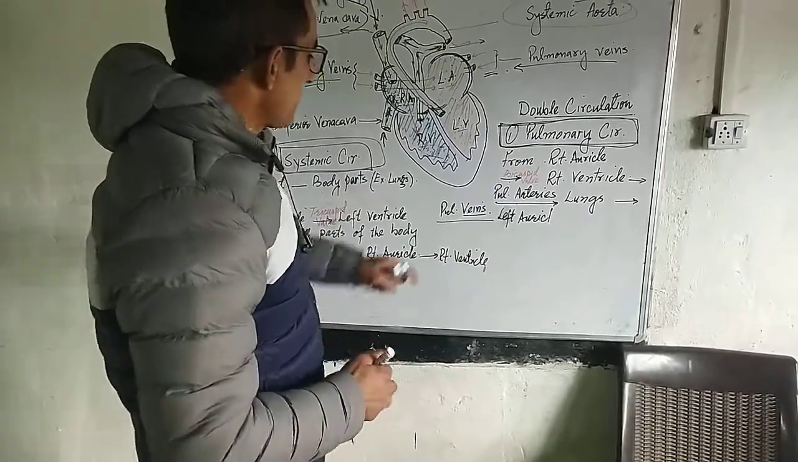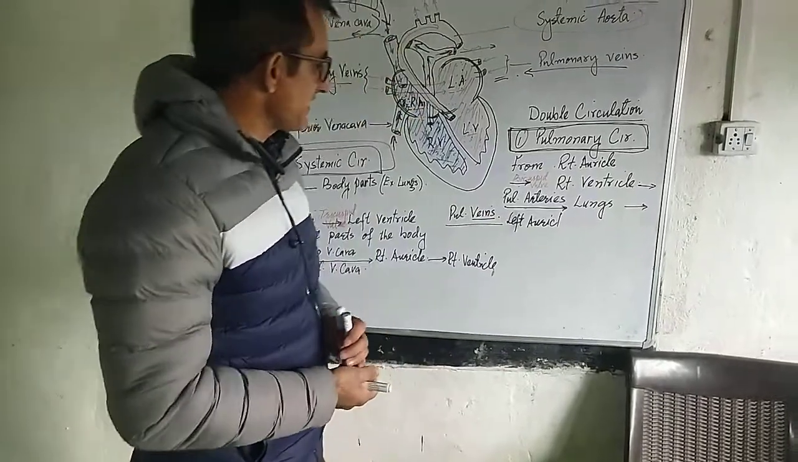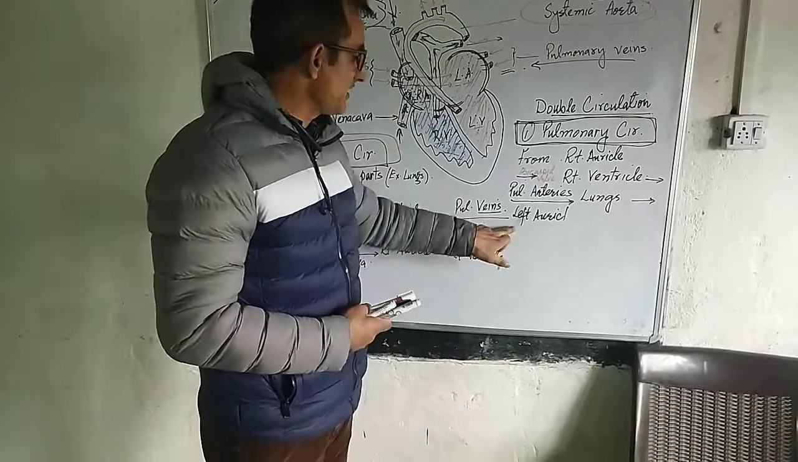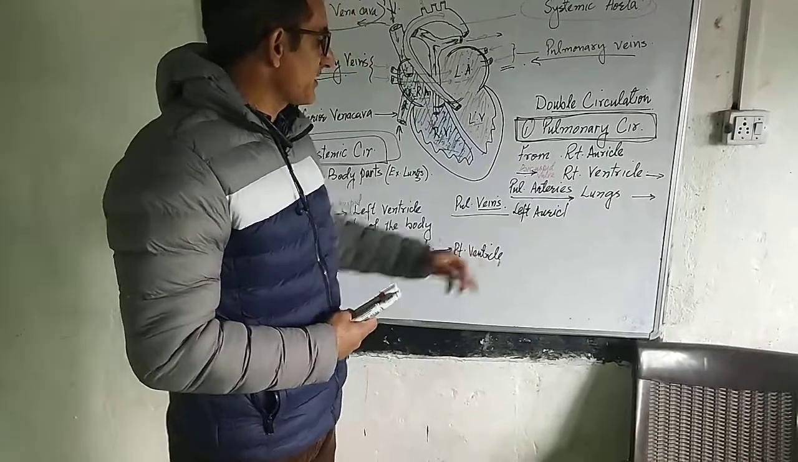One more thing, pulmonary veins and pulmonary arteries are exceptions to the normal rule: the pulmonary artery carries deoxygenated blood and likewise the pulmonary vein carries oxygenated blood.